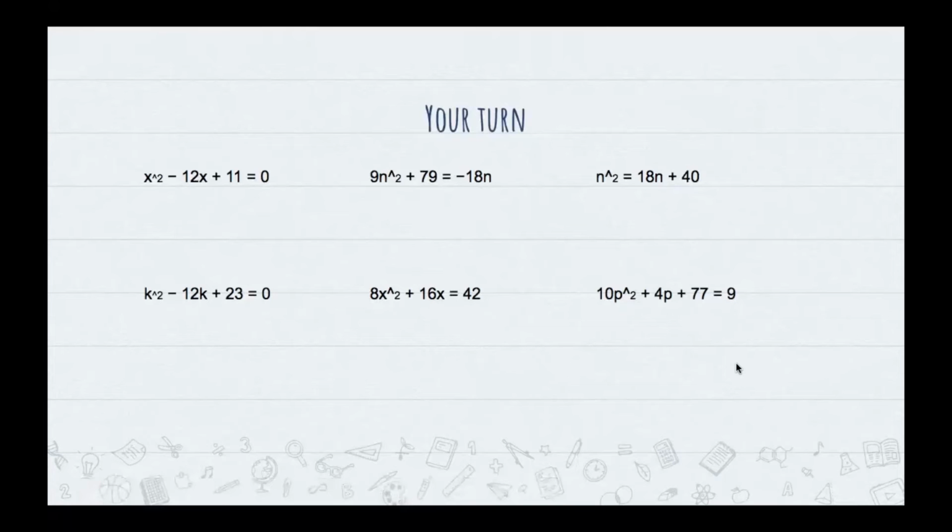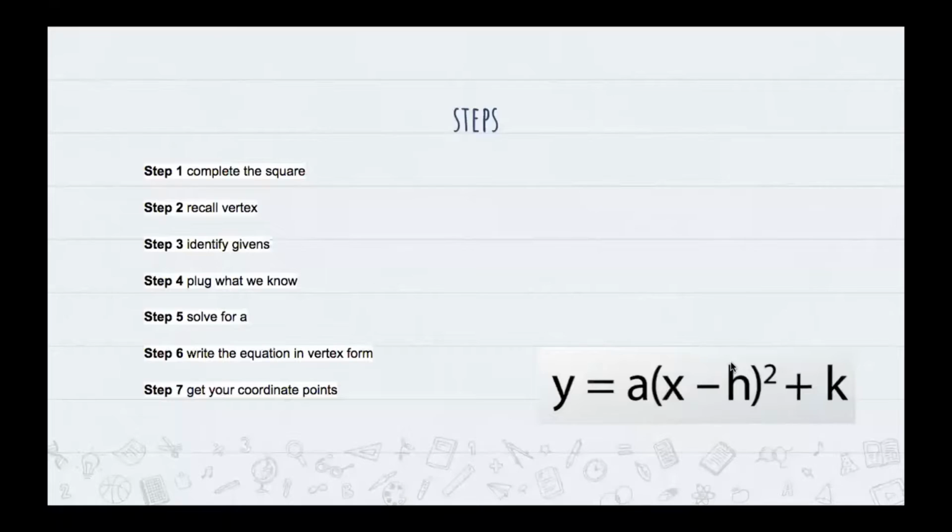And now we're gonna move on to vertex form. Now we are going to do the vertex form. So we want to complete the square, recall the vertex, identify the givens, plug in what we know, solve for A, write the equation in the vertex form, which is shown on the bottom right-hand corner, and then you receive your coordinate points.